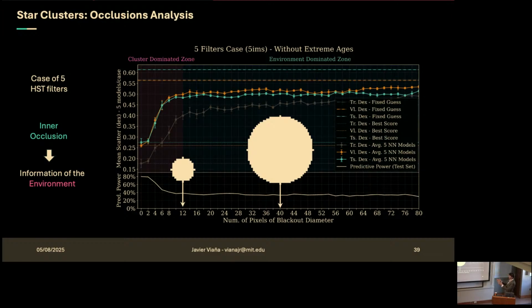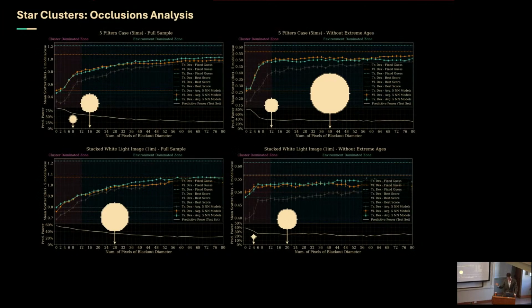As you are removing the first pixels of the image from the center, you're losing the majority of the information, because that one has a lot of information. But later on, there's still some relevant data. This is for the 4 cases that we have, right? On the top, the 5 filters case, the 2, the full sample and the case without extreme ages. And on the bottom, the case with the stacked white light image, and the same plot. Predictive power is on the bottom of each plot, by the way. I didn't mention that.